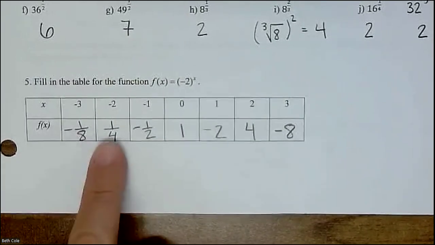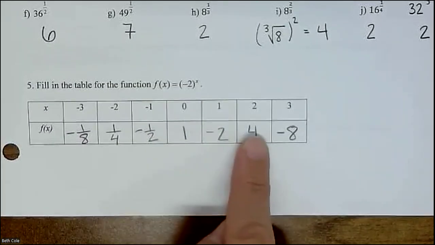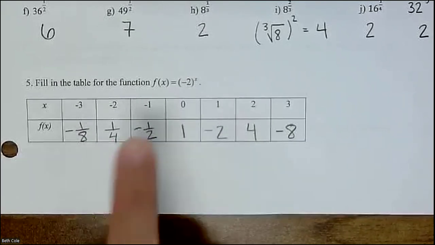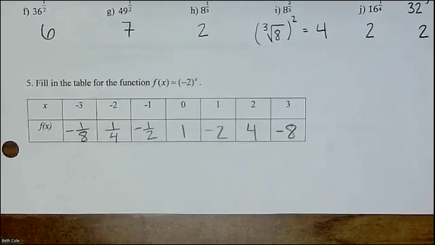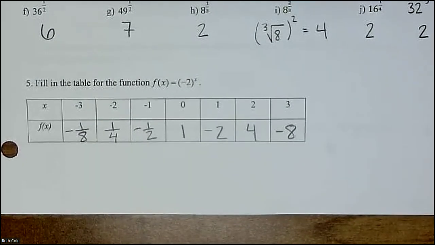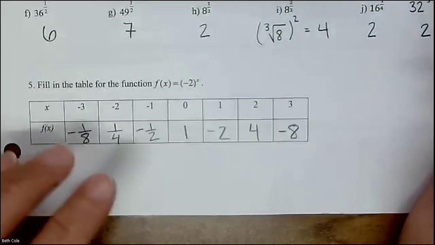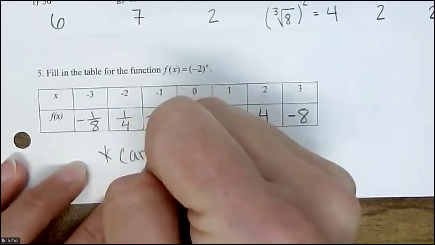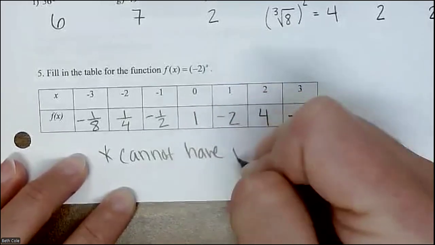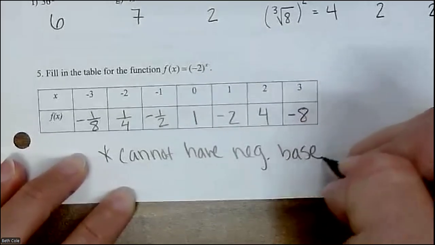What do you notice is happening with these values that we're getting? Good. Negative, positive, negative, positive, negative, positive. Look at me. If you needed to graph this, you would have a negative, a positive, a negative, a positive. Your graph would look like this. Do you see what I'm saying? It's not going to work. It doesn't work. You cannot have a negative base number.